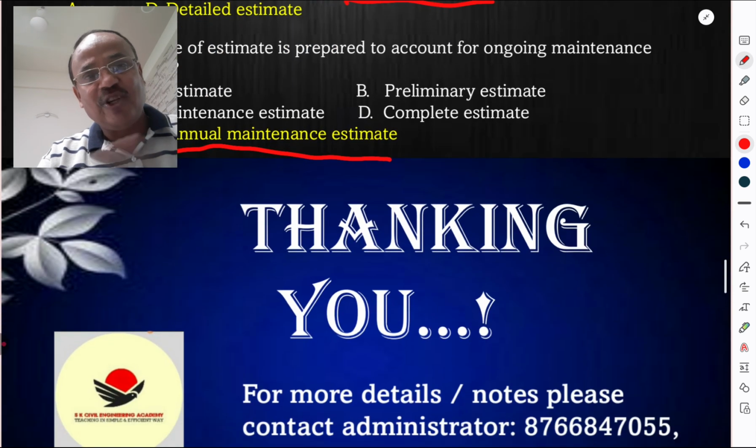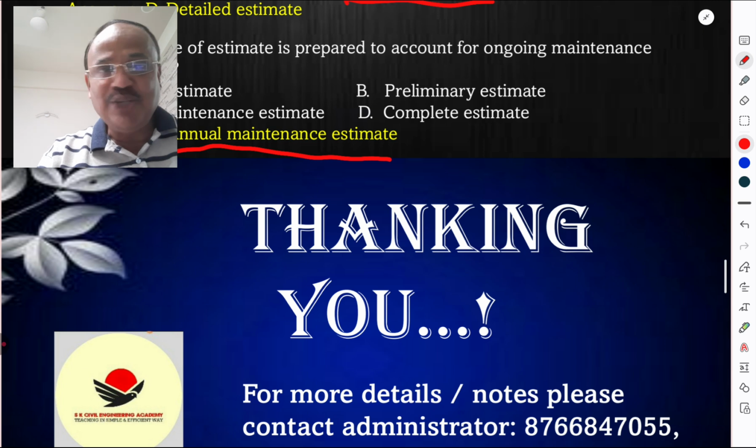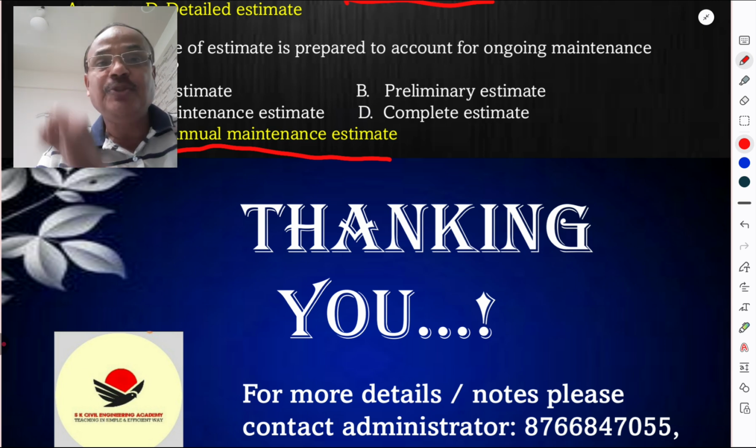And this is enough for this lecture. So please prepare for these MCQs. Please go through each option of MCQ and then mark the correct answer or correct option.